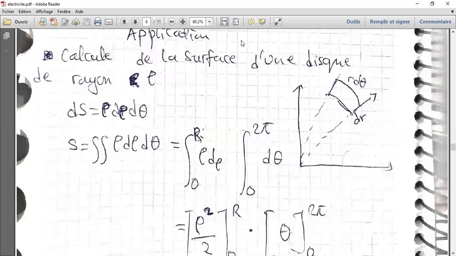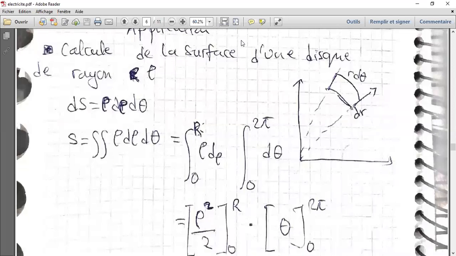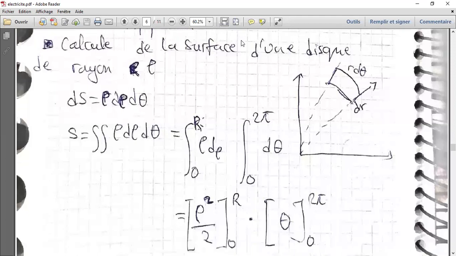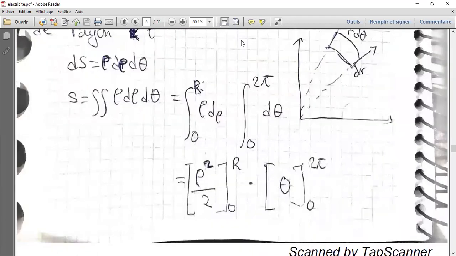For example, a question about the integration of the theta. Basically, for this one, just try watching YouTube videos, because if I try explaining, I'll spend a lot of time.